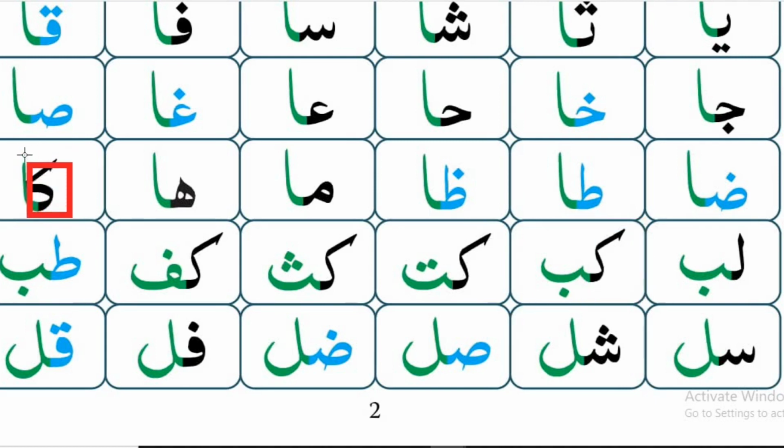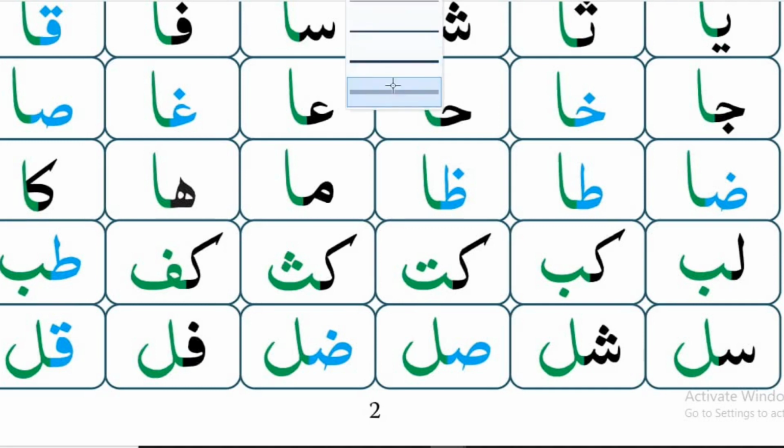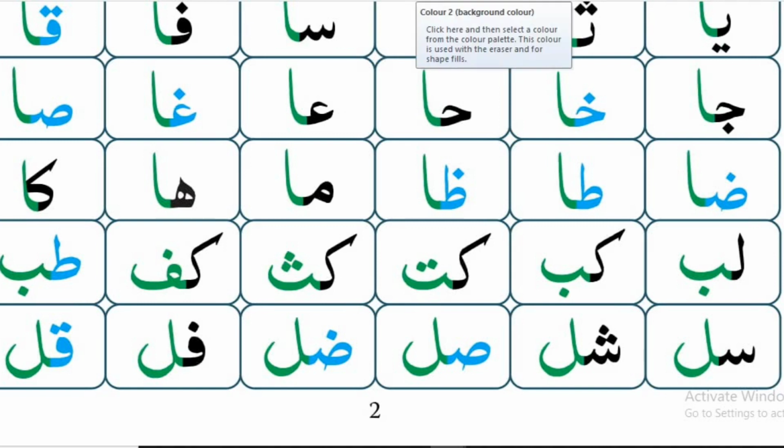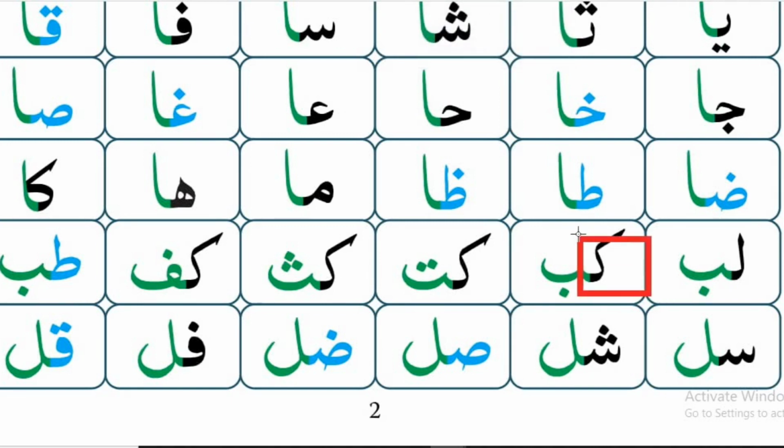So as I said, the shape of Kaf is different because this one is connected to Aleph. So it will be this shape of Kaf if it is connected to Aleph or Lam. Hold on, let me show you. So if it is like this, Lam, Kaf and Lam, it will again be this shape. But if it is connected to any other letter, other than Aleph or Lam, then it will be this shape of Kaf. So this and this, it is the same letter Kaf, but two different shapes.